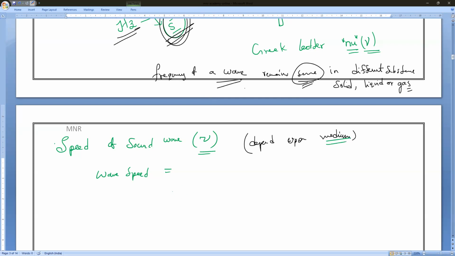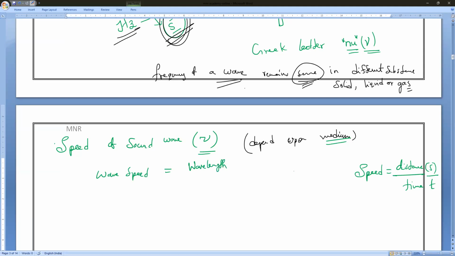So the wave speed formula. Generally, we all know the speed formula. Can you tell me the speed formula? Anybody? Speed is equal to distance by time. Am I right or wrong? Yes. Wave speed means wave distance, that is, wavelength.